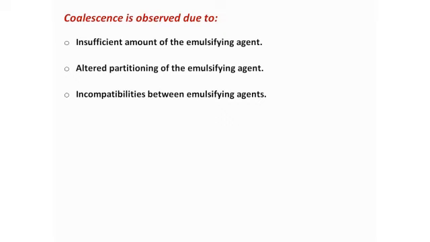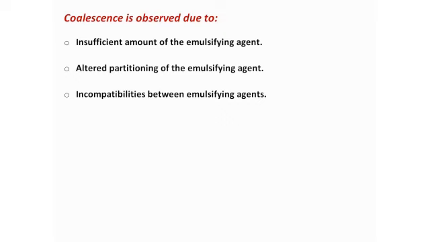Now what is altered partitioning? Suppose we have used an emulsifying agent which is supposed to be in the oil phase, and now it has gone to the water phase in a larger amount. Partitioning difference means the concentration of the emulsifying agent in the oil phase versus its concentration in the water phase. If the distribution of the emulsifying agent in the water and oil phase gets disturbed, this can lead to coalescence.